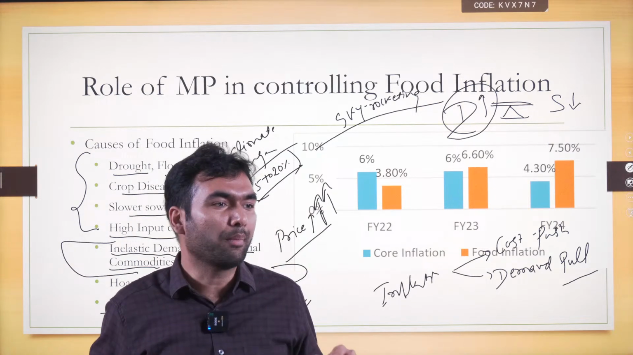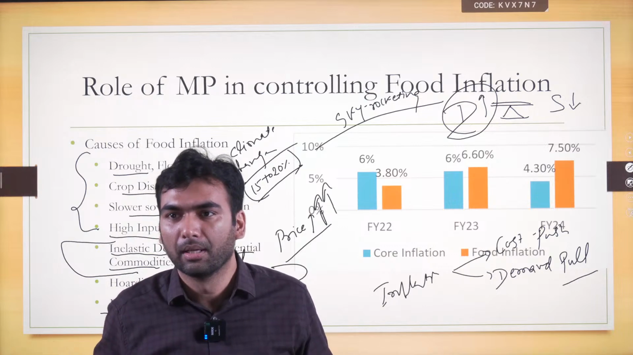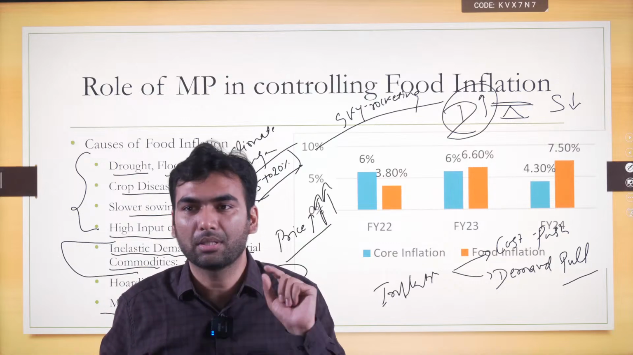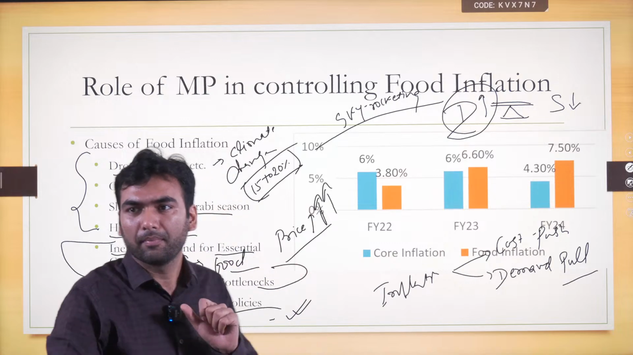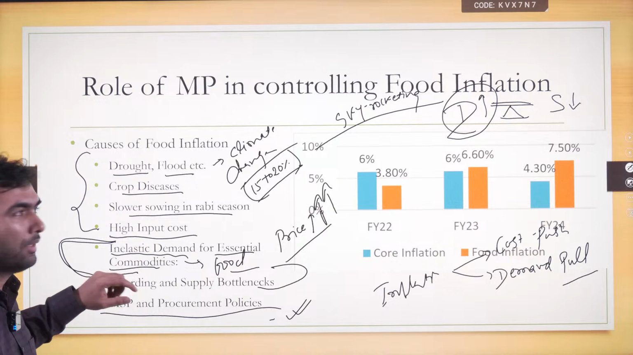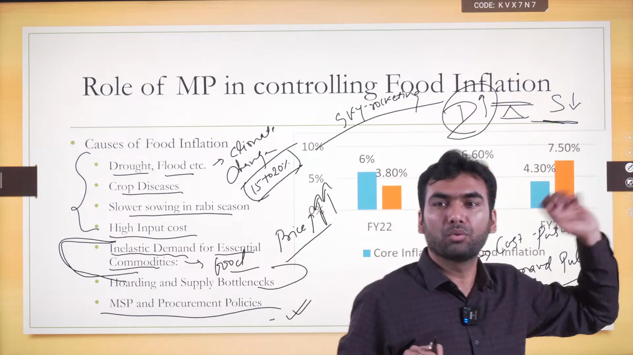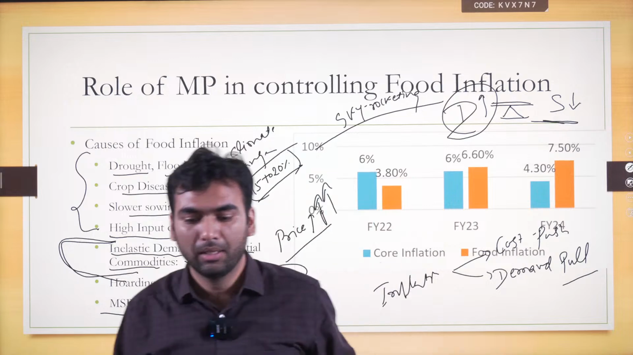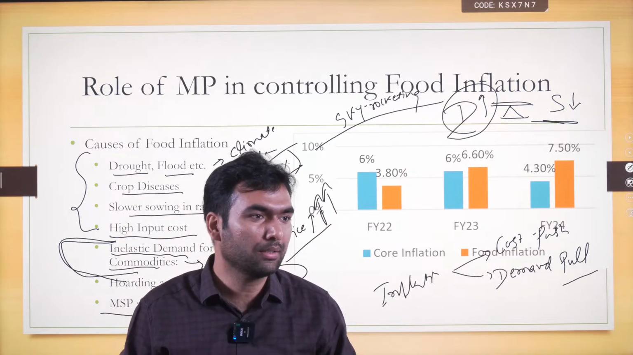Maybe I will not purchase the new mobile phone. I will rather go and get it repaired. These are the adjustments that people make. People will not stop eating because this is an essential item. Food, medicines, fuel, these are essential items. Okay, so first this factor will come into account. Second, most of the reasons are on the supply side. So because of these two factors, the RBI monetary policy is not effective in reducing food inflation. Is it clear? Have you written it?